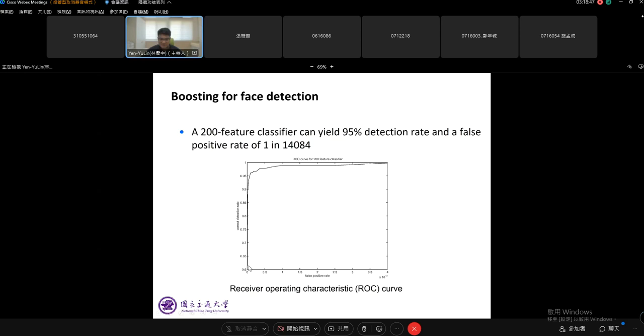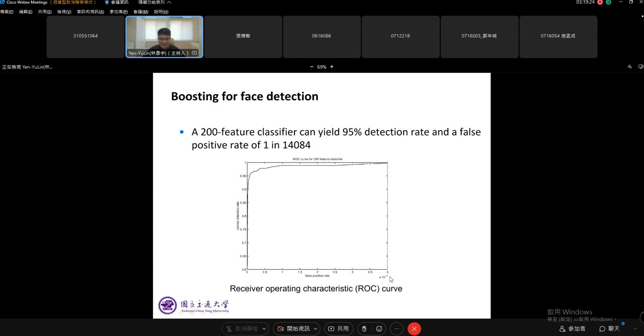So this is the performance evaluation for face detection. We need to consider the detection rate and the false positive rate. We want to maximize the detection rate and minimize the false positive rate. So the performance is expressed by using the so-called receiver operating characteristic curve. Okay, so this is how to use AdaBoost to select useful features to carry out face detection.